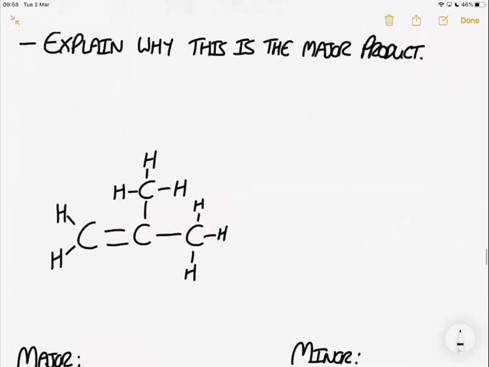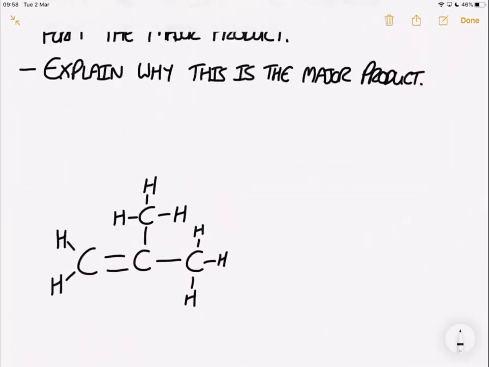So here's the displayed formula of methyl propene. It doesn't matter if your double bond's on the left or the right, it could even be pointing upwards technically. The position of it doesn't actually matter as long as, relatively, you've got the correct number of carbons and hydrogens.